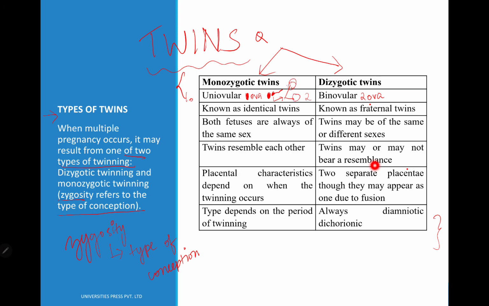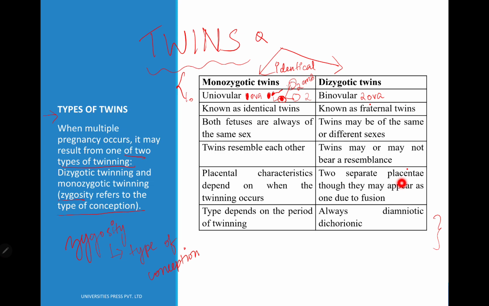That is monozygotic twins, otherwise known as identical twins. That is why they are identical, because they result from a single zygote. So one ovum and one sperm will form one zygote, and this zygote will divide into two embryos. That's why it is known as identical twins.